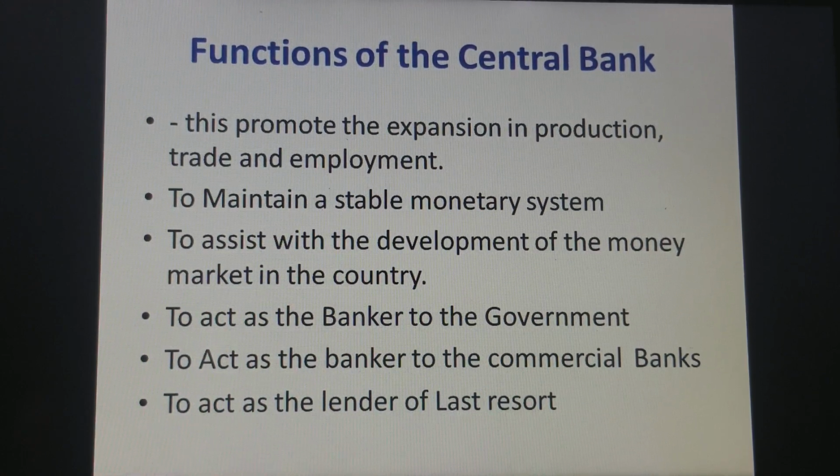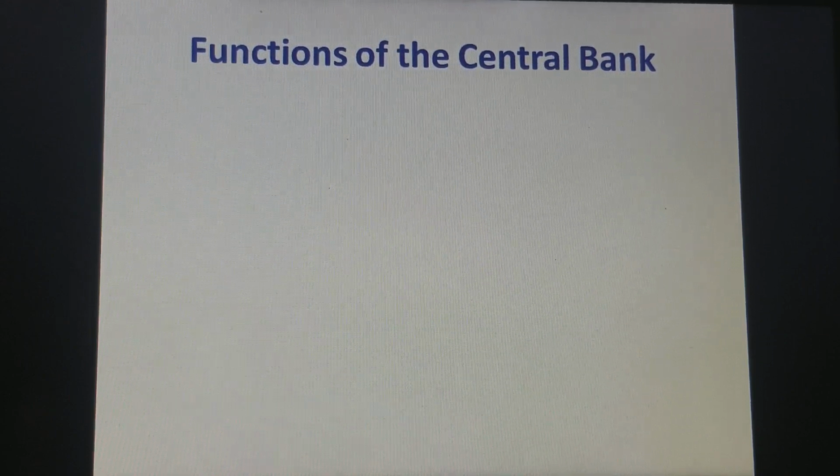All right. But what happens is that whenever the commercial banks have limited funds, they can go to the central bank and borrow money to help with their liquidity.